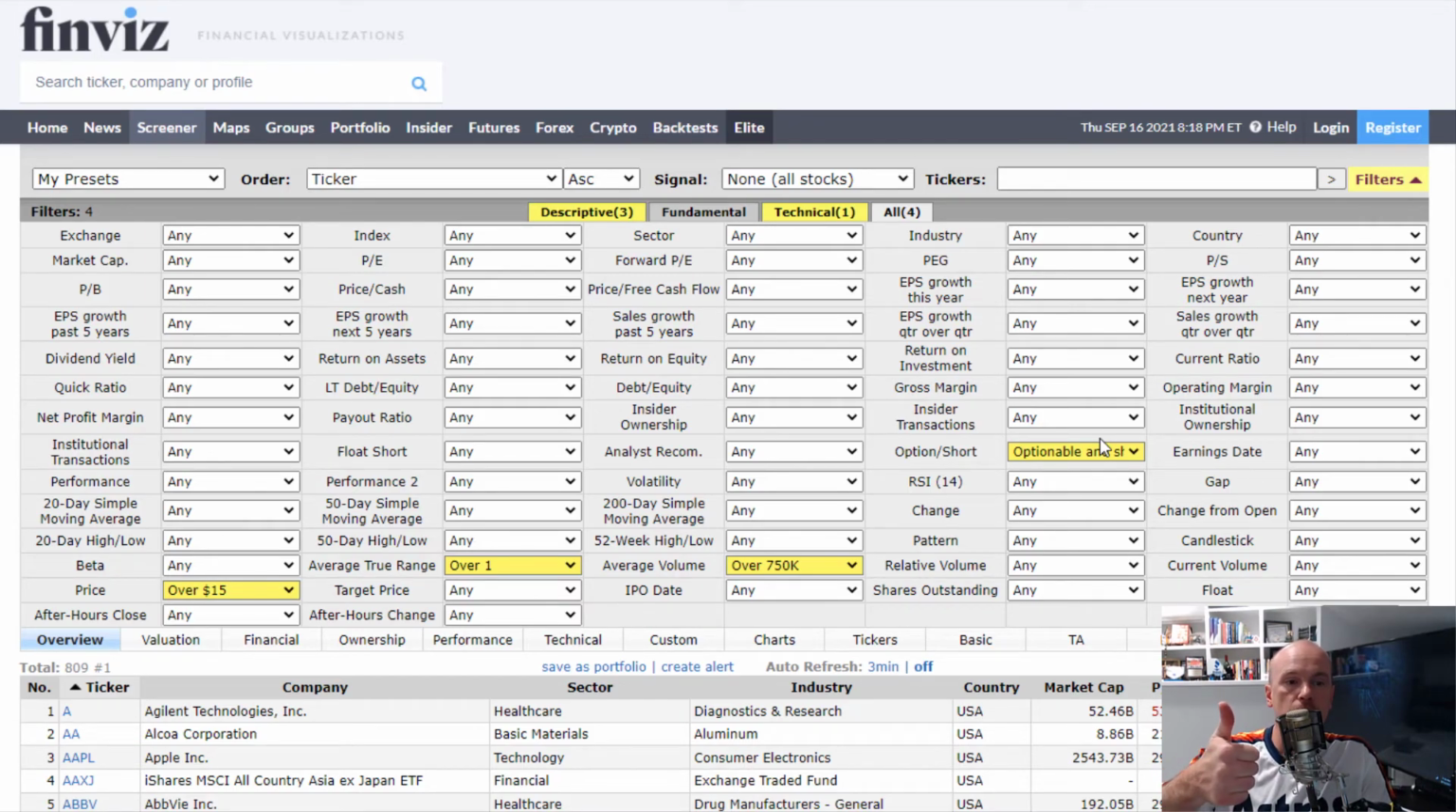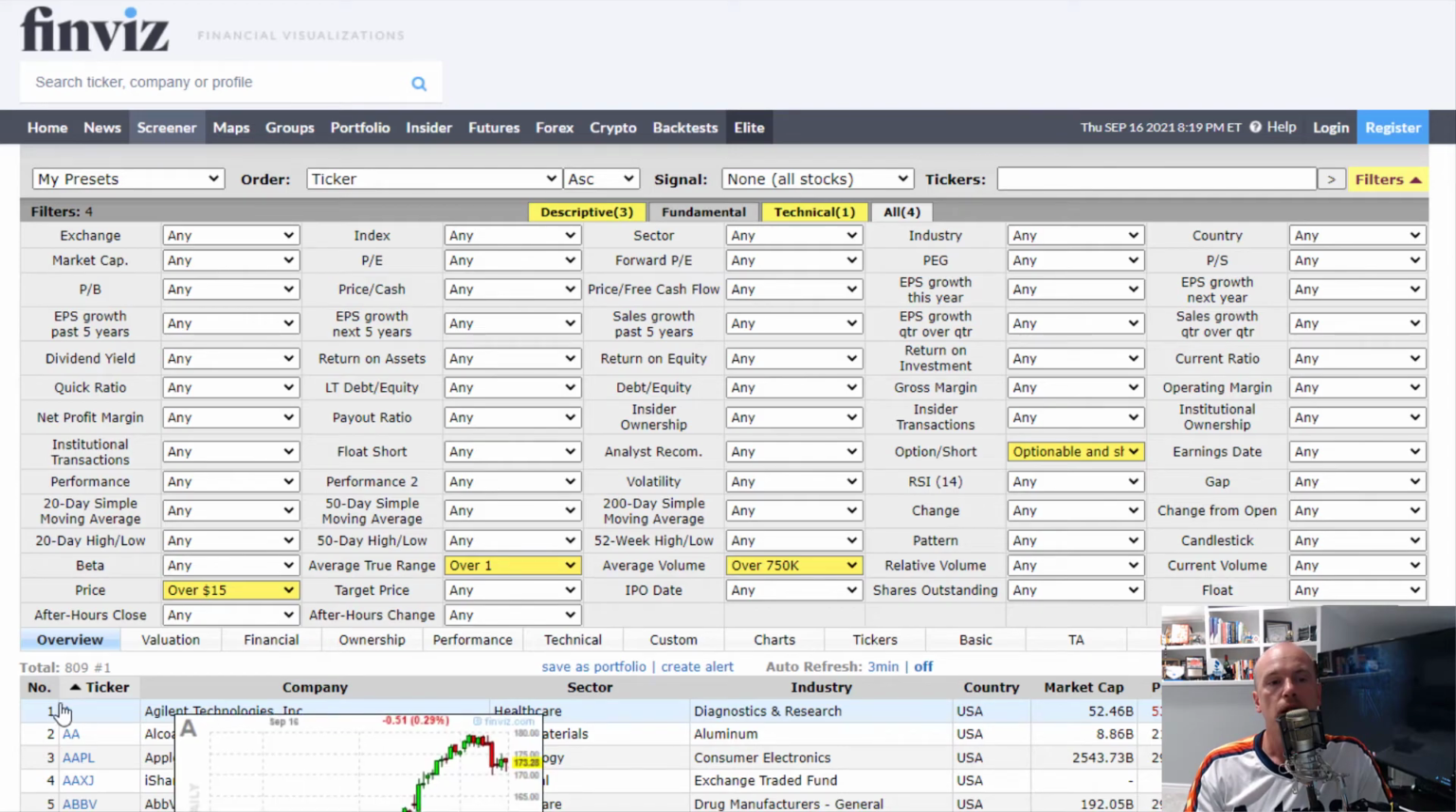Stocks that are over 15 bucks a share, that have an over 1 average true range, a volume of over 750,000, and they're optionable and shortable. There's 809 stocks in my tradable universe. It's a pretty simple way to take something like 5,200 down to 809. But we need to go through the next step, which is taking a look at our 20-period simple moving average.